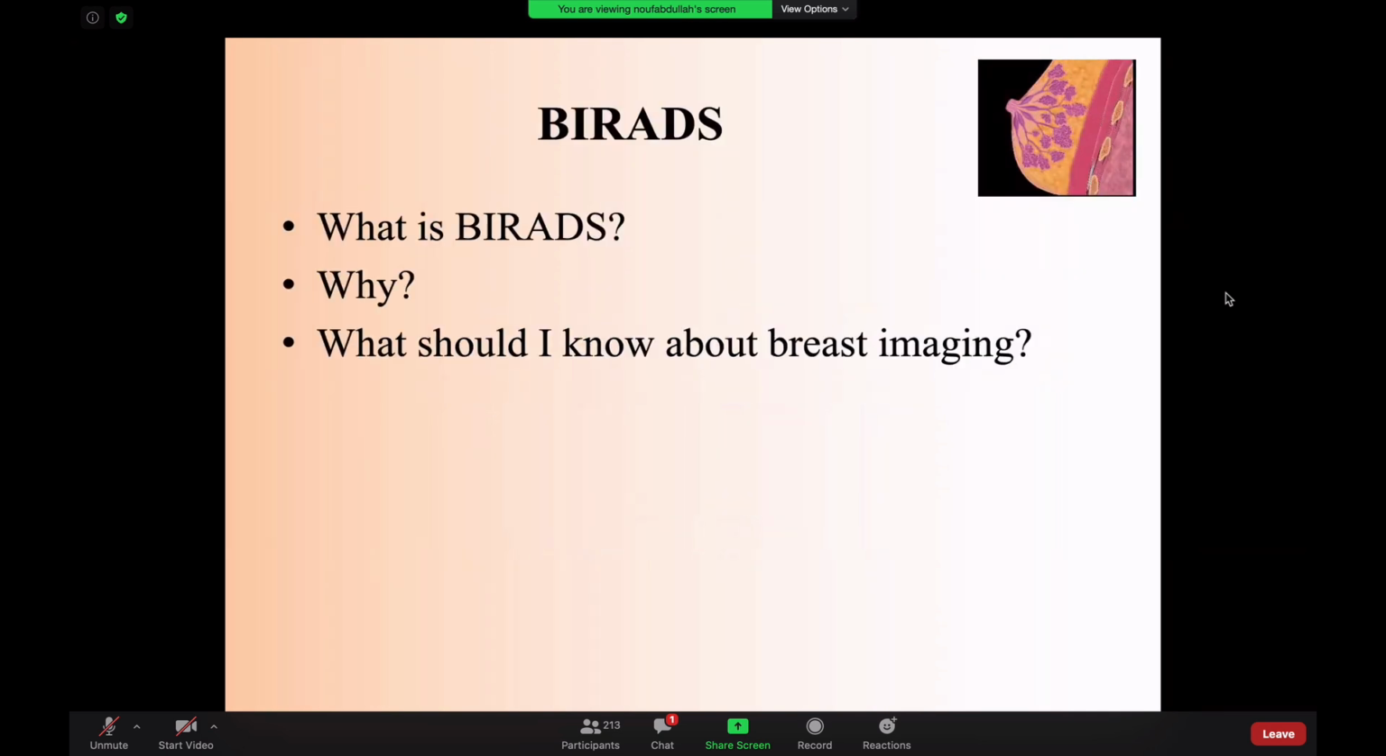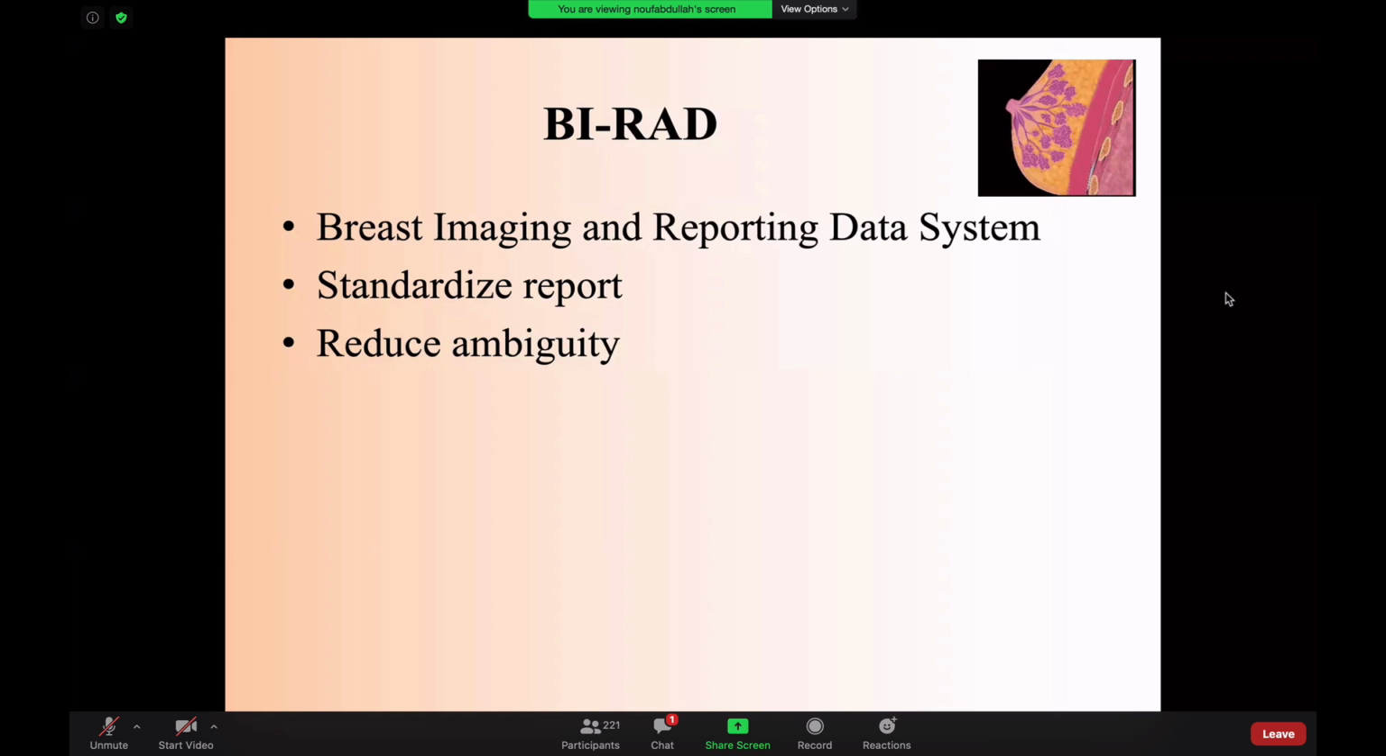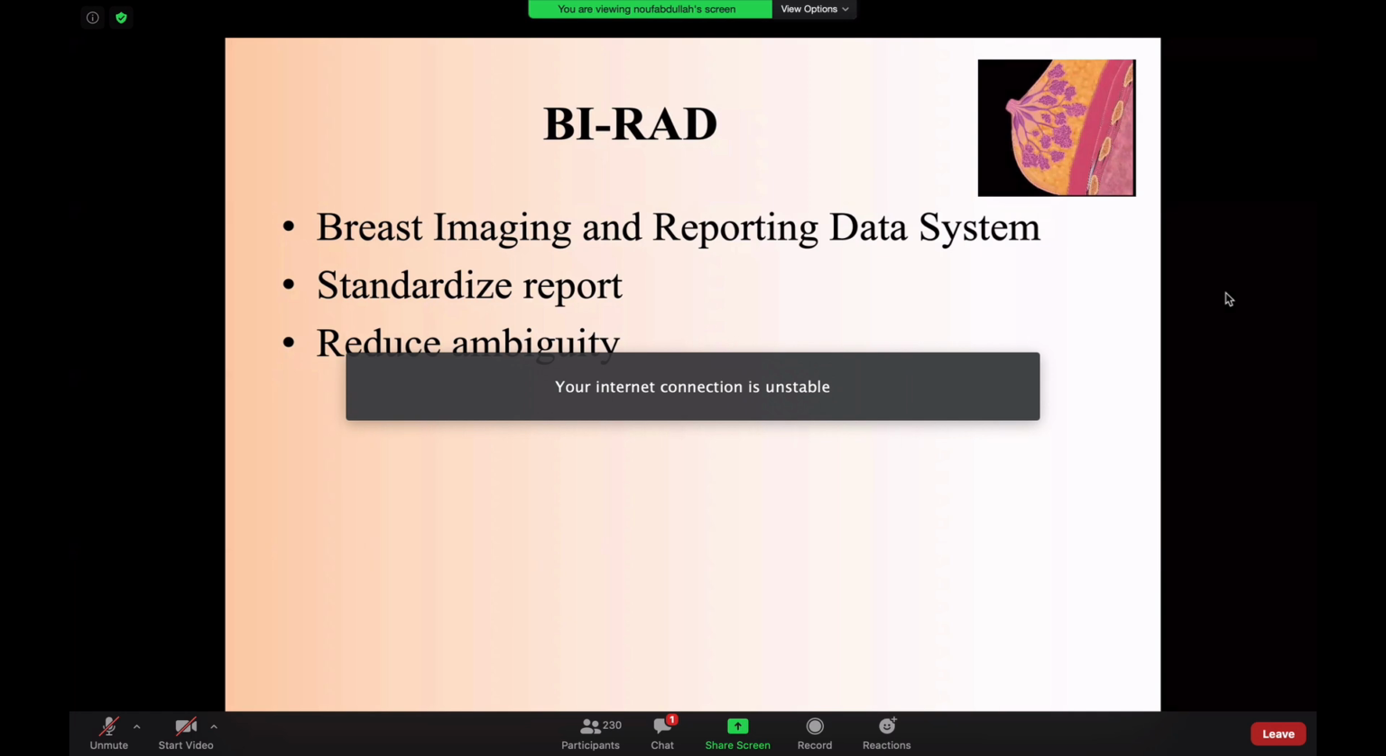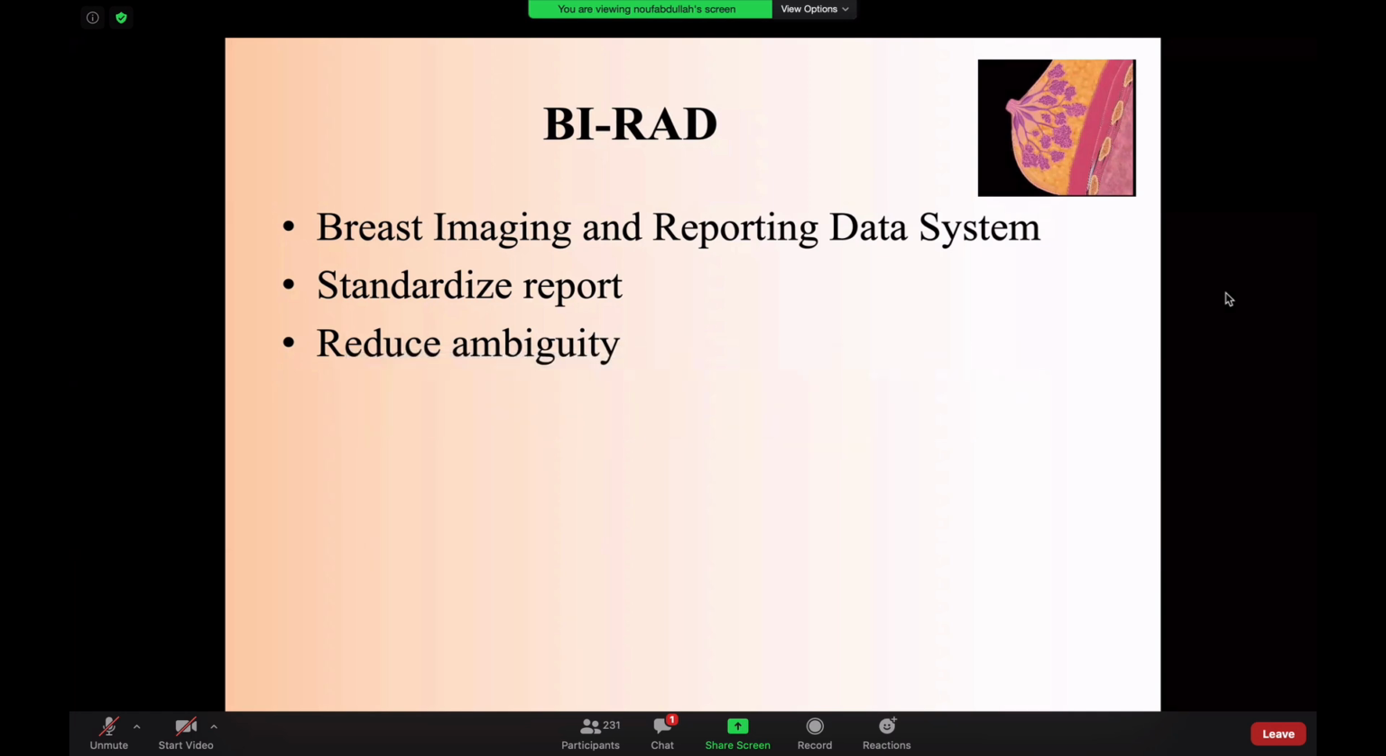And the first thing that you probably need to know is BI-RADS. What's BI-RADS? You will always hear about it, so why do we talk about BI-RADS, and what should we know about breast imaging? BI-RADS stands for Breast Imaging Reporting Data System. The reason why we have it is because we need to standardize reporting. So a report in Jeddah, the person in Canada should understand it and should understand the meaning of that report and what would be the next step. And we will try to reduce ambiguity of any finding. So this is really important.